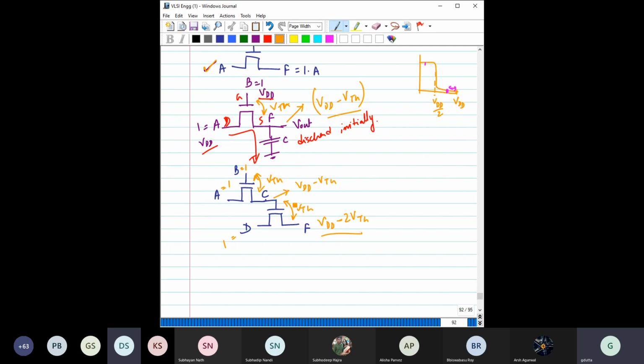Right. So if you are making the pass transistor logic, you have to be careful that you never connect a pass transistor, means the output of a pass transistor logic should not drive the gate of another pass transistor logic, right?